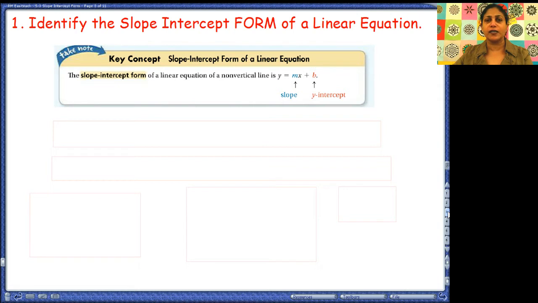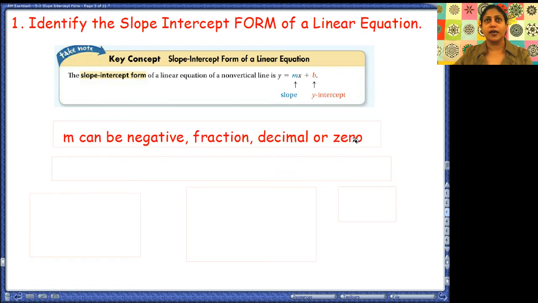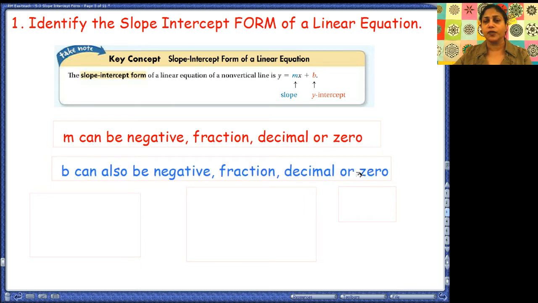So how do we identify the slope-intercept form of a linear equation? You want to write down the definition. The slope-intercept form of a linear equation of a non-vertical line is y equals mx plus b, where m is the coefficient and it refers to slope, and b can be any number that refers to the y-intercept. So m can be negative, a fraction, decimal, or 0. And b can also be a negative number, a fraction, a decimal, or 0.